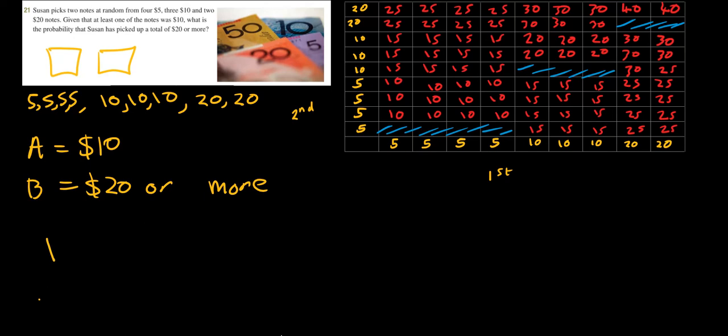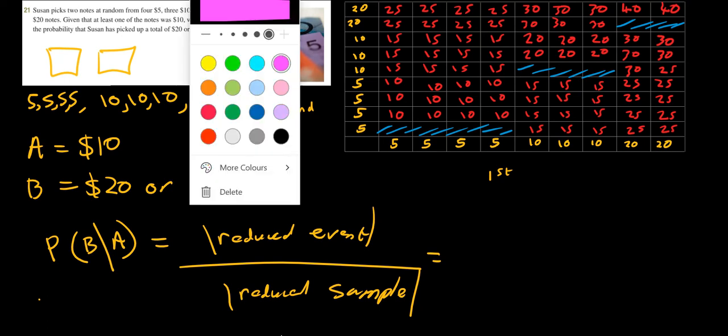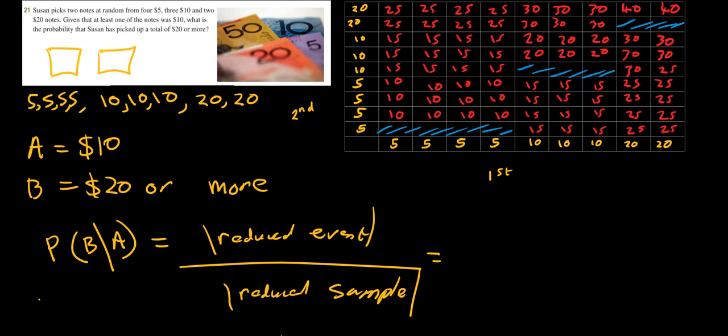Okay, so let's see if we can do this now using the sample space. Let's define the event. The probability of B given A is going to be the cardinality of the reduced event over the cardinality of the reduced sample. I've drawn a table here. It's without replacement, so if we take out the 5, it's going to disappear. Same with the 10, same with the 20. So I'm going to highlight the regions. Let's do the numerator first, which is a 10.